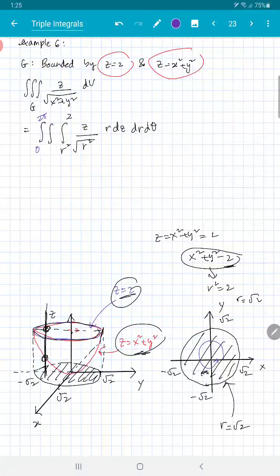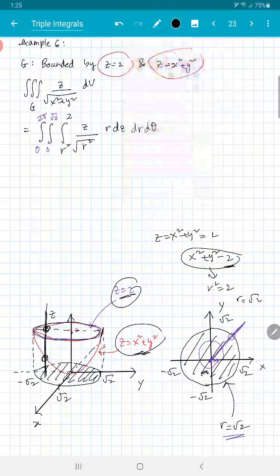And for the limit for r, we draw a straight line from the origin across your region. You can see that it starts at 0 at the origin, and then it stops on the circle, where the circle is governed by the equation r equals square root of 2. So r is going to be from 0 to square root of 2. Okay, alright, let's integrate this.